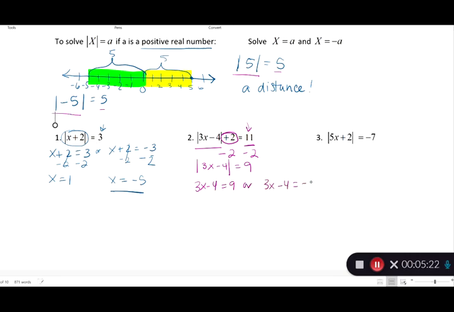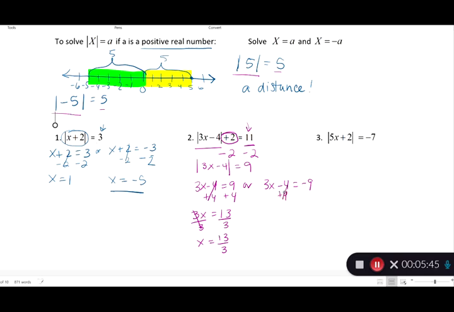4 equals negative 9. Add 4 to both sides. Do them individually. Please write these out. There's no reason to make a mistake on these. If you take your time and you go slowly and you write your steps, you should not make a mistake. I'm not saying it won't happen, because it does happen, but it should not happen.